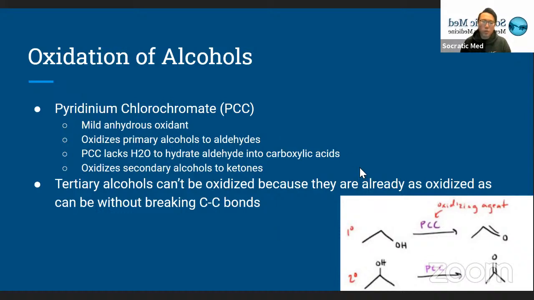And just as a general rule, you can't oxidize tertiary alcohols because they're the most oxidized they can be without breaking any carbon-carbon bonds. So we can oxidize secondary and primary alcohols, but not tertiary alcohols. So just for PCC, just know that it is not as strong as the other oxidizing agents. So it is only able to oxidize into a carbonyl. So primary alcohols into aldehydes, and then secondary alcohols into ketones.